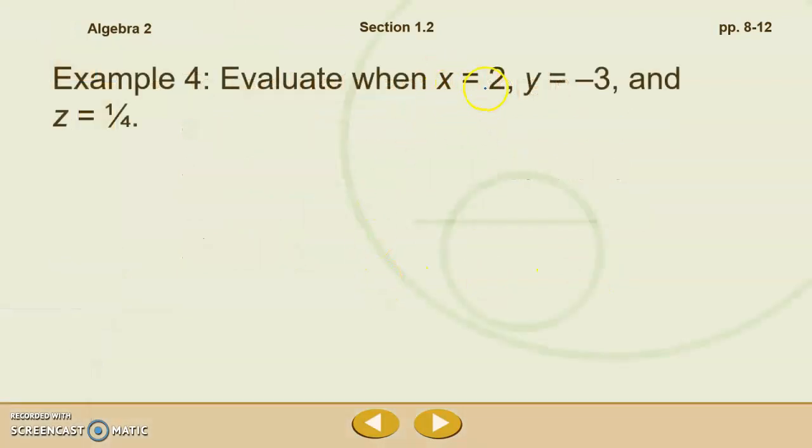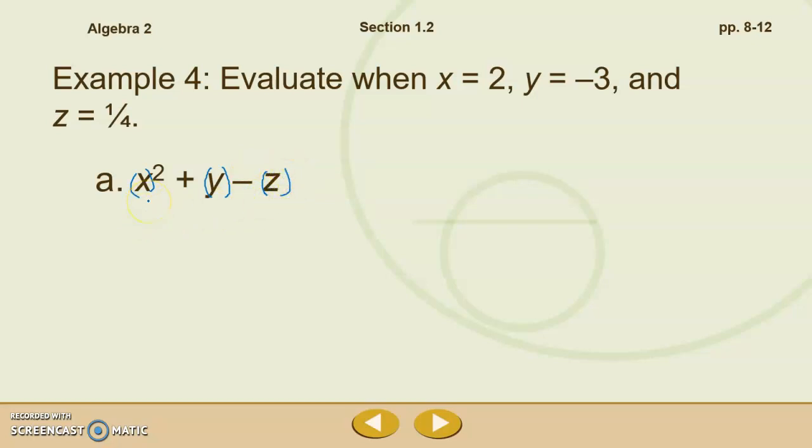Let's try one. We know that x is equal to 2, y is equal to negative 3, and z is equal to 1/4, which means every time we see x, we can substitute 2. Every time we see y, we can substitute negative 3. And every time we see z, we can substitute 1/4. So here's our initial expression, not equation, no equal signs here. And we're going to substitute in. Now every time I substitute, I'm going to use parentheses, because I want to make sure that I'm not replacing the exponent, I'm not replacing the addition or the subtraction sign, I'm only replacing the letter itself.